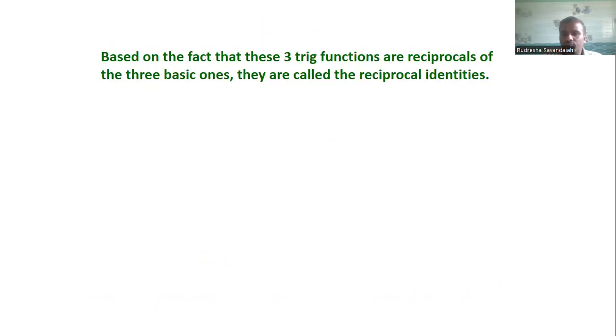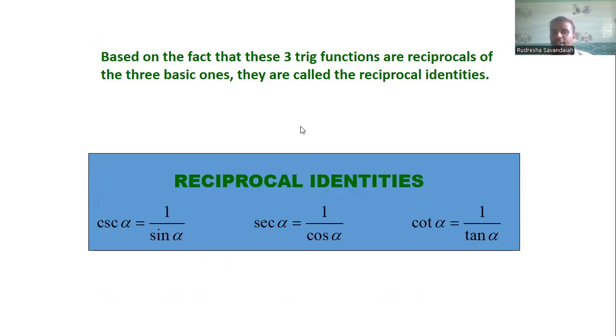See here, based on the fact that these three trigonometric functions are reciprocals of the three basic ones, they are called reciprocal identities. See, these are the reciprocal identities. Cosec alpha is equal to 1 by sin alpha, secant alpha is equal to 1 by cos alpha, cot alpha is equal to 1 by tan alpha. This is just changing the place. Sin alpha is equal to 1 by cosec alpha, cos alpha is equal to 1 by secant alpha, and tan alpha is equal to 1 by cot alpha.